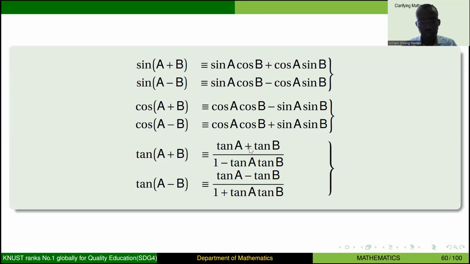Tan A plus B will give us tan A plus tan B all over 1 minus tan A tan B. Then tan A minus B will give us tan A minus tan B over 1 plus tan A tan B. So look through it, register all this on your mind.